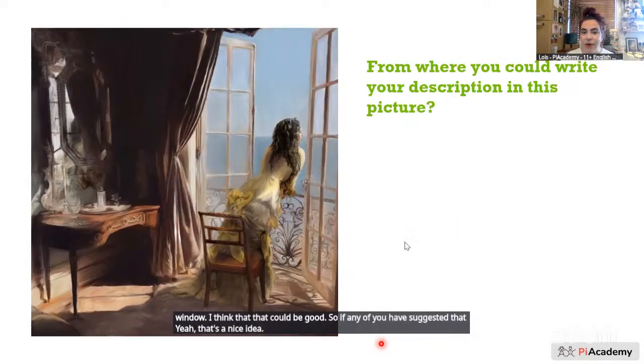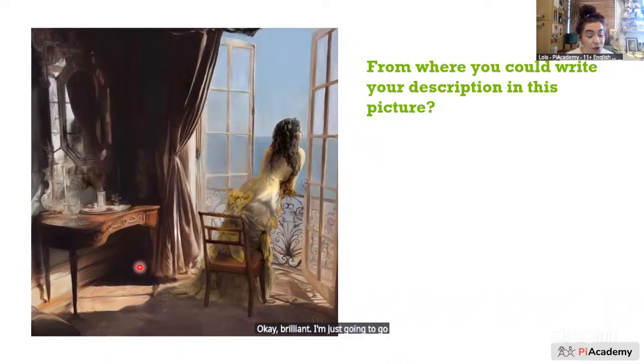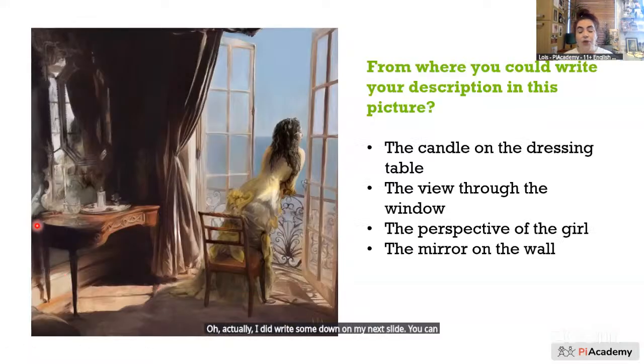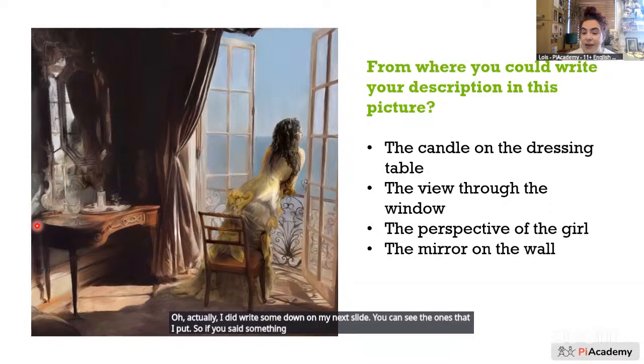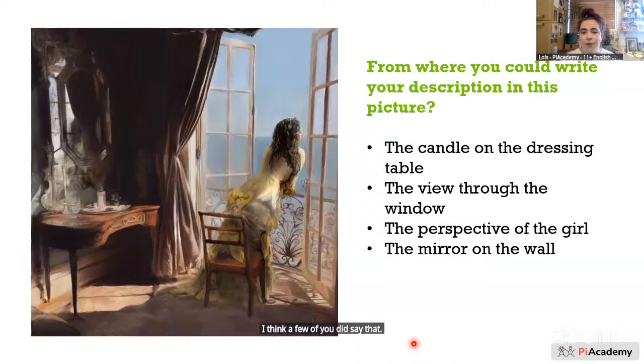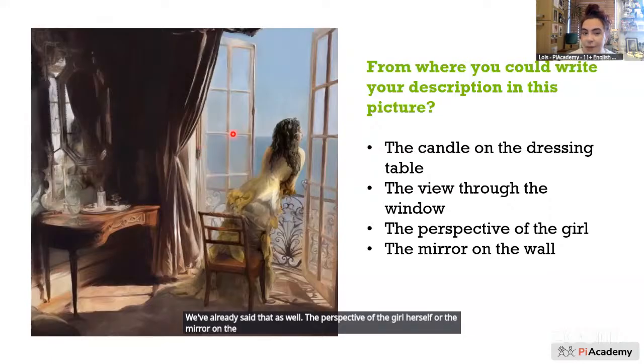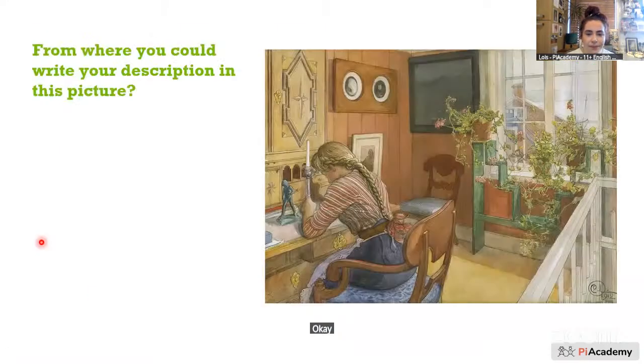Okay, brilliant. All right, I'm just going to go on to the next one. Lots of great ideas. Actually, I did write some down on my next slide. You can see the ones that I put. So if you said something along the lines of this, then yes, this could work. So you could be from the perspective of the candle on the dressing table. I think a few of you did say that. The view through the window. We've already said that as well. The perspective of the girl herself or the mirror on the wall. Yes, which a lot of you did say the mirror as well. So fantastic.